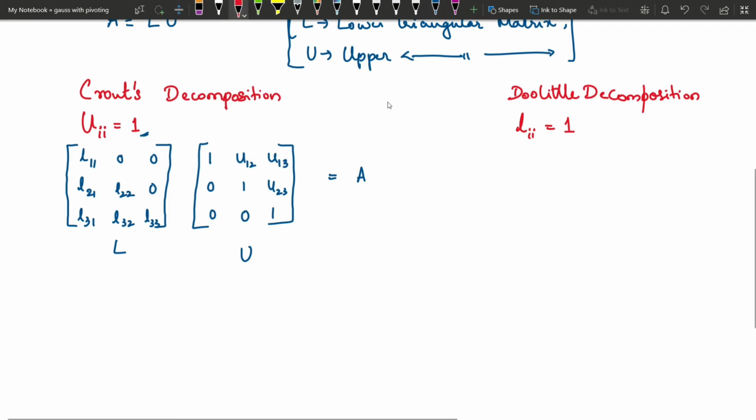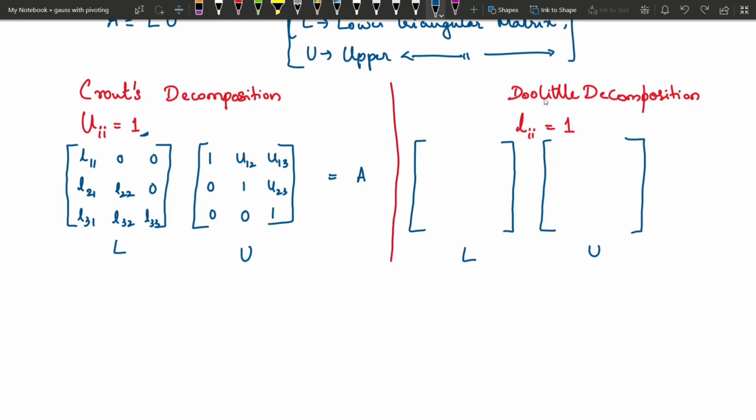Now we multiply these elements, we equate it to the coefficient matrix and we need to find out values of all these variables.